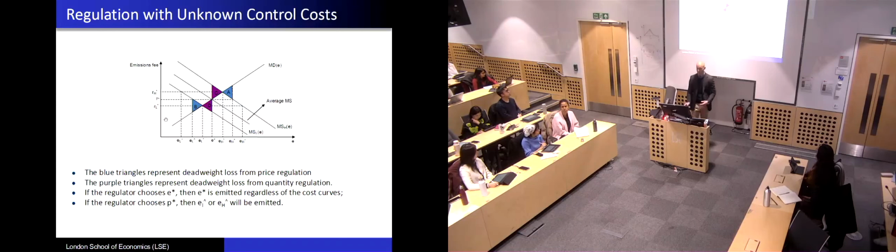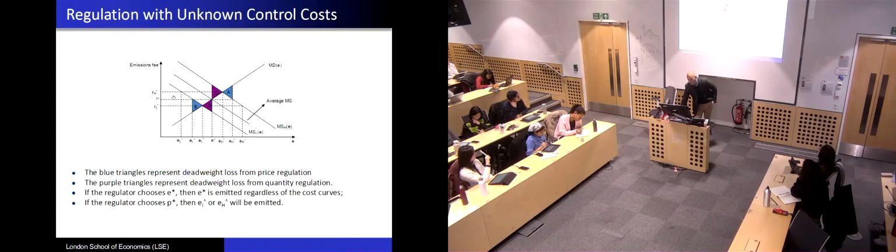Okay, so we talked about that. The purple triangle represents dead weight loss from quantity regulation. Why is that? So let's see what's going on here. We set the cap where the expected marginal saving is equal to the marginal damage. So that's going to be the cap, the number of permits, E star.